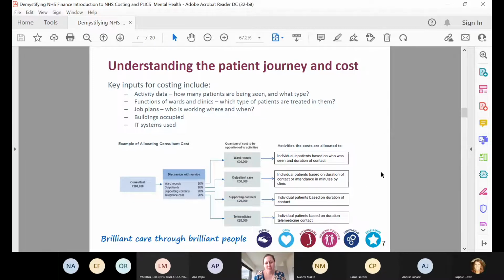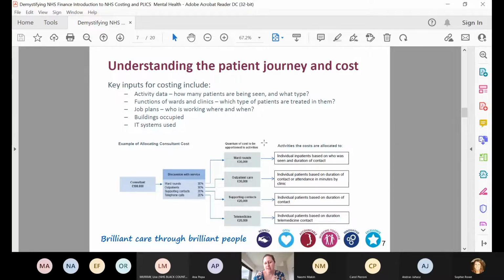A little flow chart at the bottom of this page gives an example of how we allocate cost for a consultant. For ease, we've gone with around £100,000 for our consultant cost. We would then be discussing with the service what that consultant does on an average week. So here we've said 30% of the time is on a ward round, 30% is working in an outpatient clinic, 20% is supporting contacts, and 20% is telephone calls.